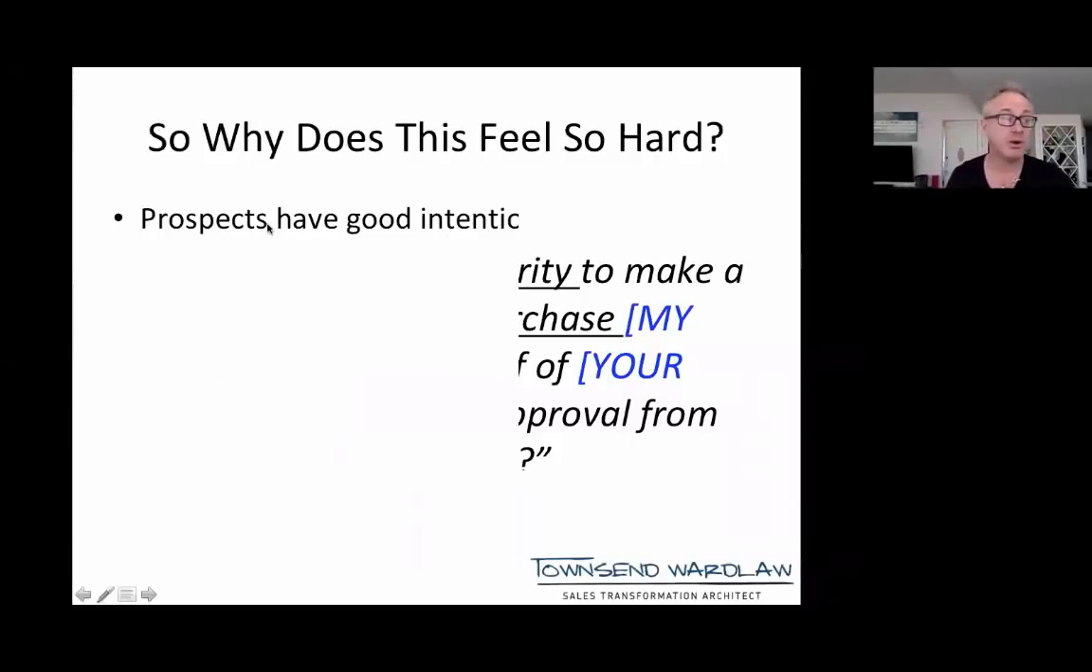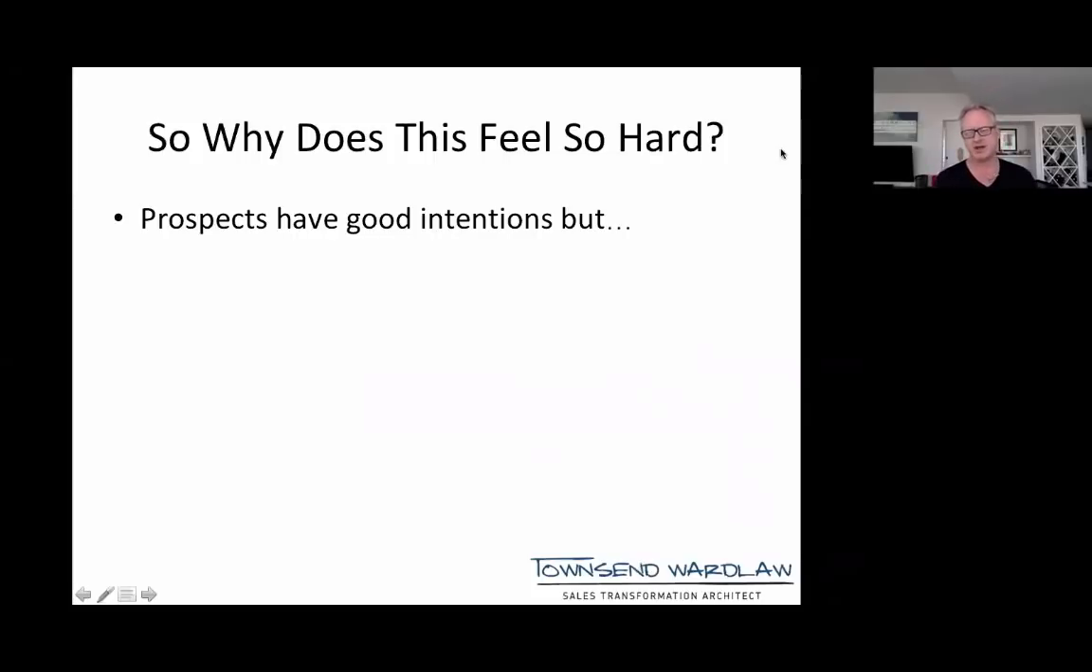Why is it so hard? Well, prospects have great intentions, right? We get caught up in the moment. They're excited about this. Just like us, they want something to happen, right? If we're talking to somebody and they're excited about our solution, chances are it solves a problem for them that's making their life difficult, all right? They want the outcome we want.